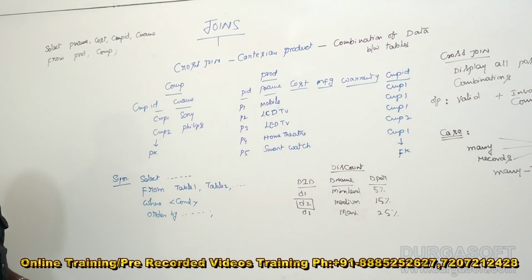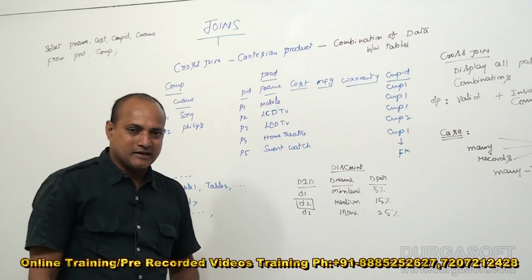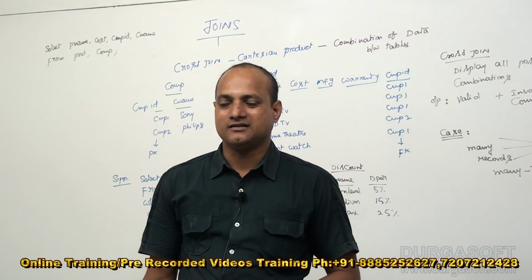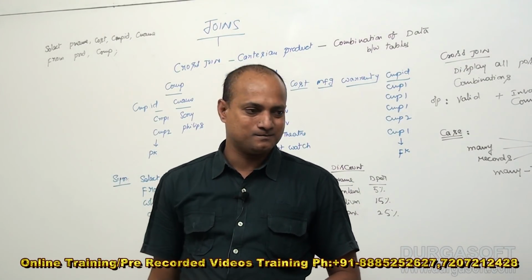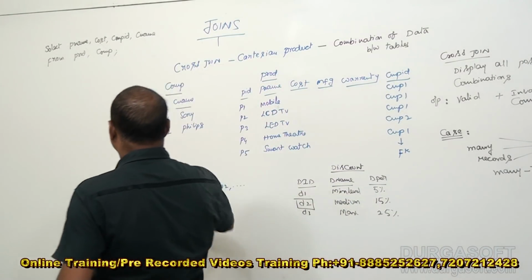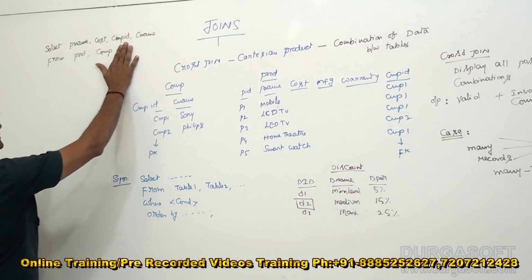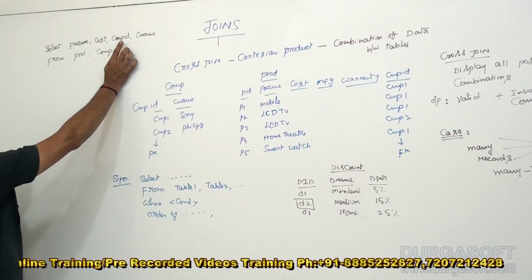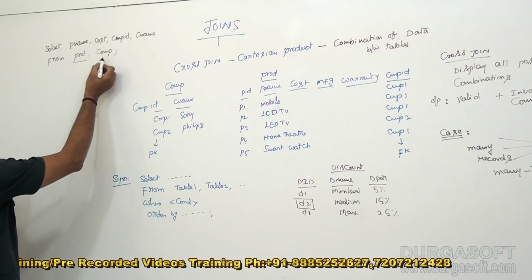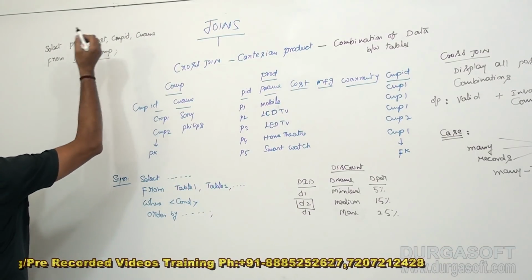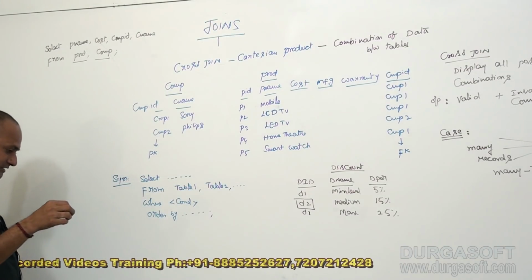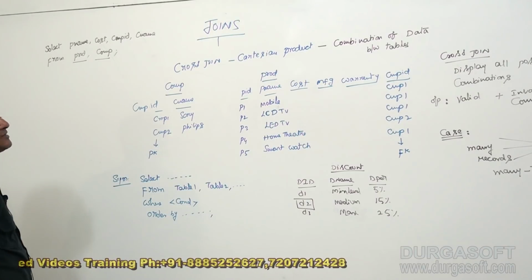Whenever you try to execute this query, it will display an error message. What is the problem here? The problem is that in your select list there is a common column. If you specify a common column name, then the Oracle Engine is confused about from which table it has to take this column. In product details we have the column, and in company details we also have the same column. Then it will be confused from which table it has to take CMP ID values.